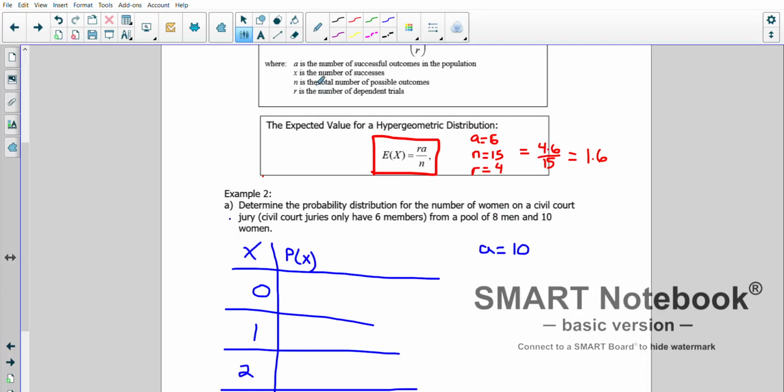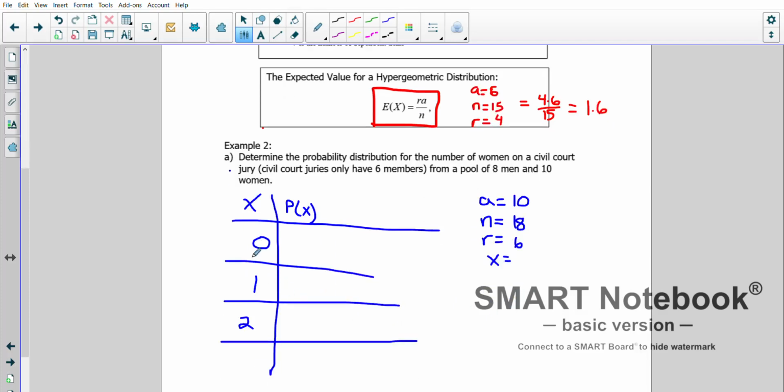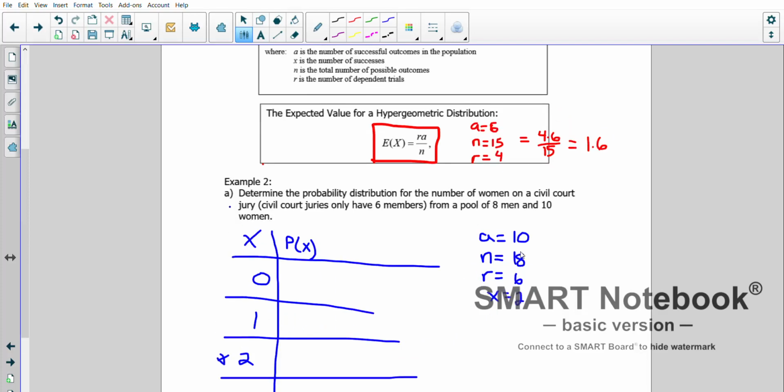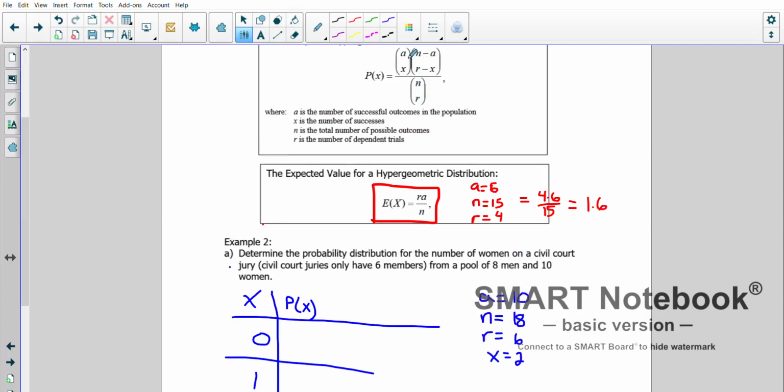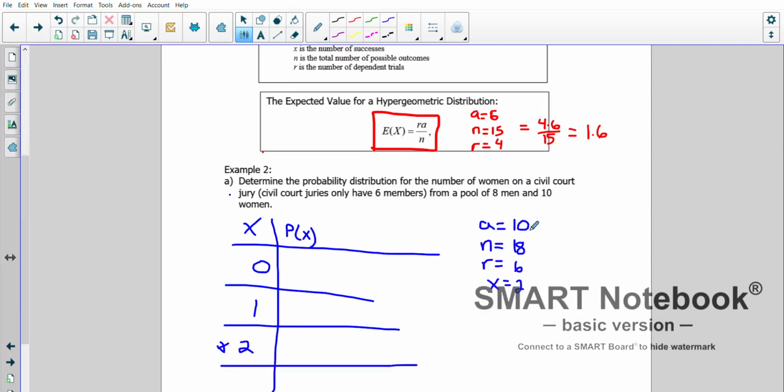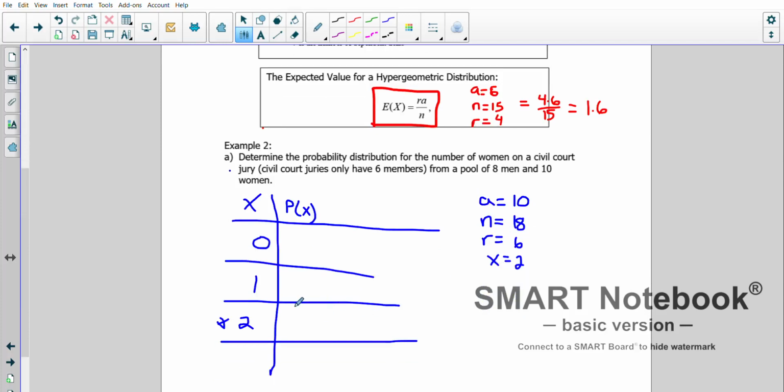Okay. N is the total number of trials. Or sorry, the possible outcomes. So there's 18 people. The number of trials R is, we are picking 6 people. And then X is going to take on the different values that I'm solving for in that moment. So if I wanted to do 2, for example, I would put in this. And to use the formula, I would go A, choose X. So 10, choose 2.